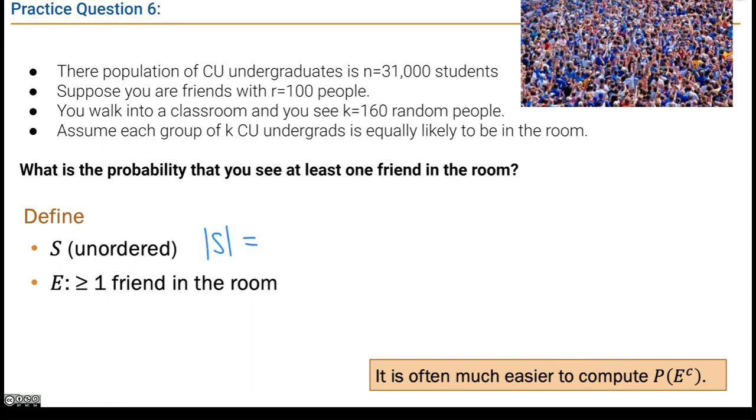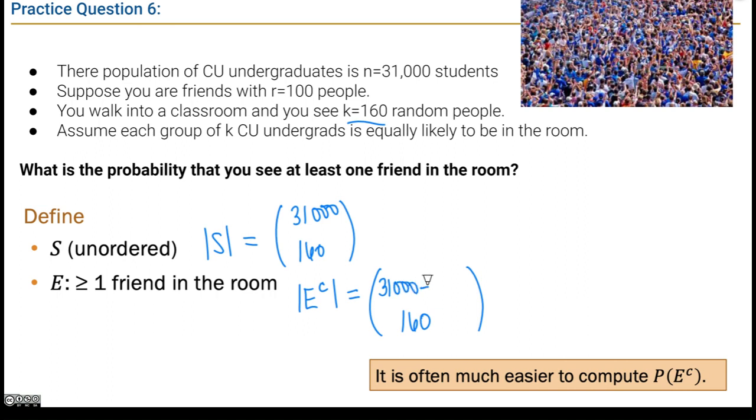How many outcomes do I have in the sample space? Well, I have 31,000 undergrads I'm choosing from, and I want to put 160 of them together where order doesn't matter. So that's 31,000 choose 160. And then let's look at the number of outcomes in E complement. So the number of ways I could have no friends in the room. Well, again, order is not going to matter. I still need to choose 160 people to be in the room, but I can only choose out of my non-friends. So I'm going to take 31,000 minus my 100 friends.